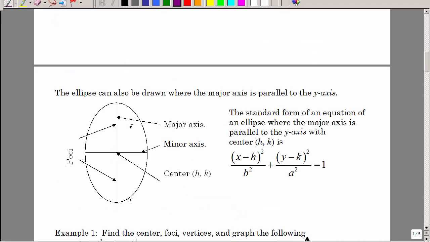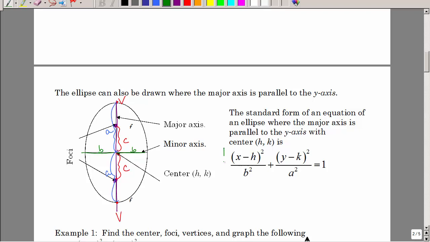We also can have an ellipse whose major axis is parallel to the y-axis. And again, our foci are located on that major axis. Our vertices are the endpoints of the major axis, and all those relationships are the same. The distance from each focus to the center is c. The distance from the center to each vertex is a, that major axis, and then we have the minor axis where you have a length of 2b.